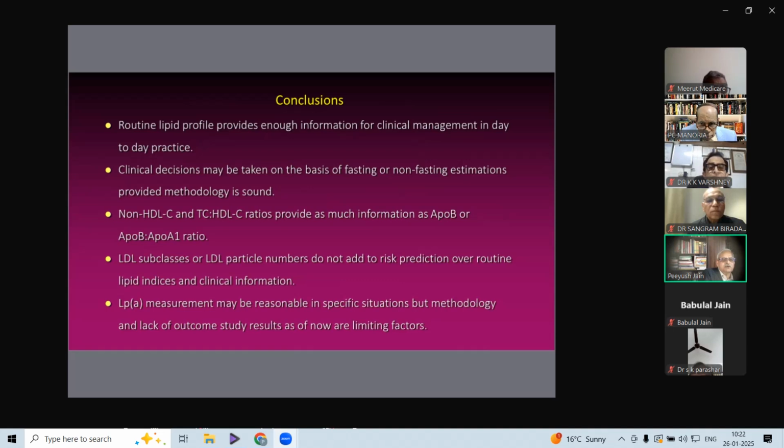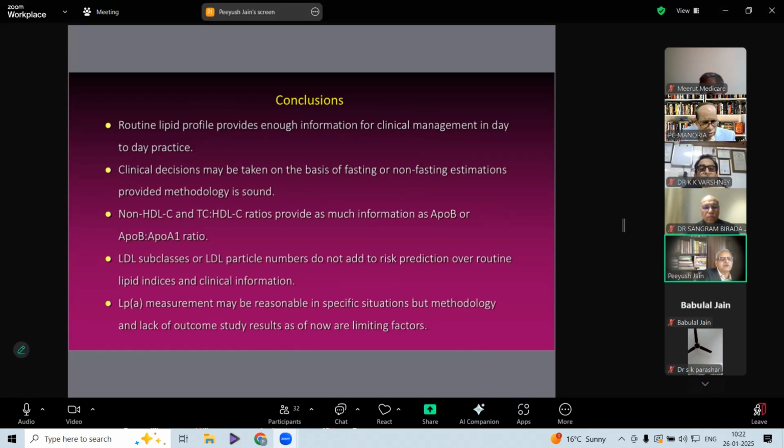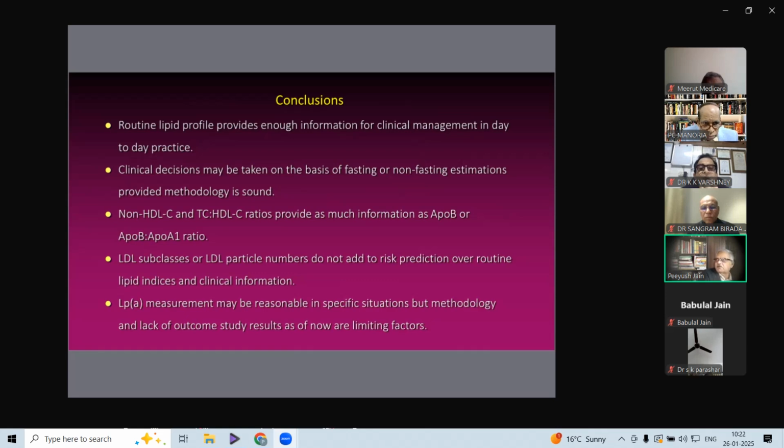Non-HDL-C and total cholesterol to HDL-C ratios provide as much information as ApoB or ApoB to ApoA1 ratio. LDL-C subclass or LDL particle size or particle numbers do not add to the risk prediction over routine lipid indices for clinical information, and we should just proceed with the routine lipid profile using the correct methodology.